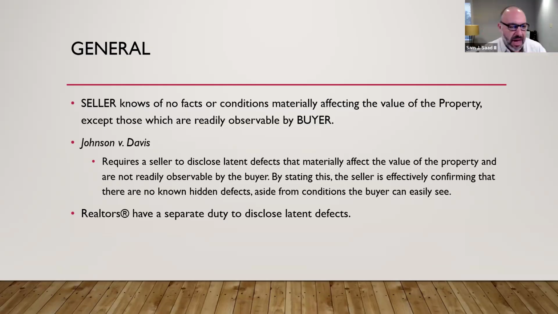If you don't tell the buyer and the buyer finds out later about the damage, which they always do, I get 2 or 3 Johnson v. Davis calls a week from buyers, you will be sued separate from your seller and your broker will have its own liability. So be very careful about disclosing latent defects, hidden defects that the seller knows about.